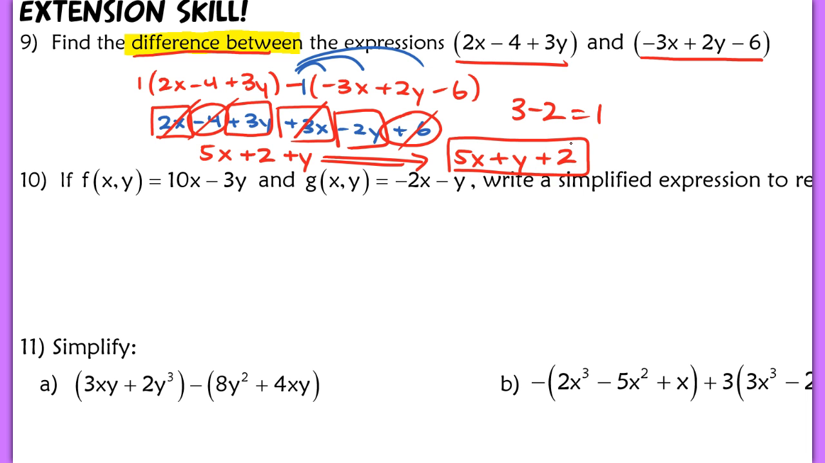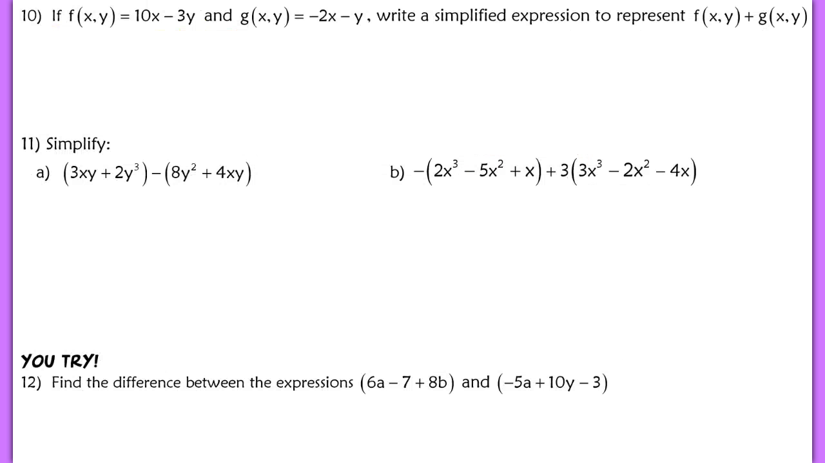They're not like terms. Okay, next up is problem 10, which says if f of x comma y is equal to 10x minus 3y, and g of x comma y is equal to negative 2x minus y, write a simplified expression that represents f of x comma y plus g of x comma y. Now I know this looks confusing because this notation is totally new to us, but that's okay. Remember, all you want to do is take f of x comma y, that quantity, which we have right here.